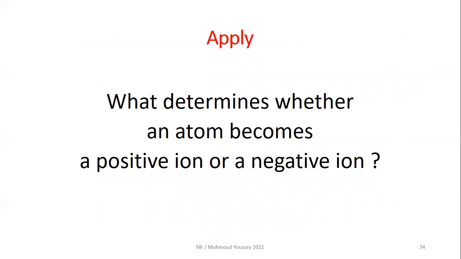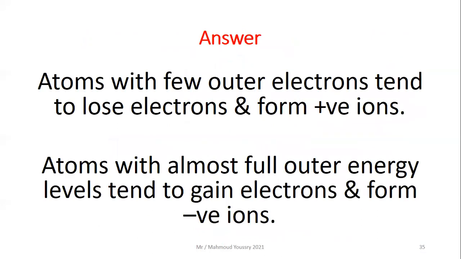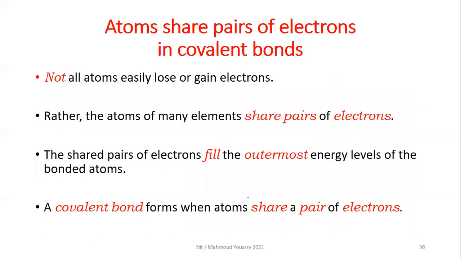Then we have a question that says, what determines whether an atom becomes a positive ion or a negative ion? Actually, it is the electrons in the outermost energy level. Atoms with few outer electrons tend to lose electrons, so they become positive ions, while atoms with an almost full outer energy level tend to gain electrons and form negative ions.